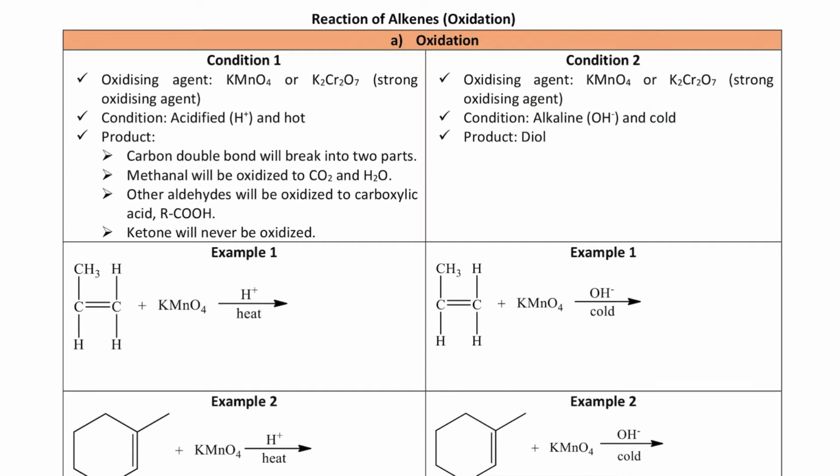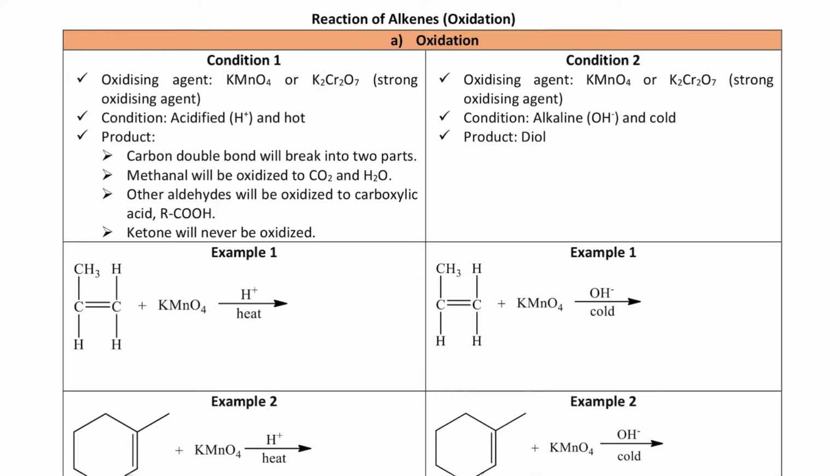So let us start with condition 1. Condition 1, the oxidizing agent is KMnO4 or potassium dichromate. So for your information, KMnO4 and potassium dichromate is a strong oxidizing agent. That means dia oxidizing agent yang kuat lah. Dia boleh oxidize sampai dah tak boleh oxidize dah compound tu. Sebab oxidizing agent ada weak, ada strong, so yang ini strong. And the condition adalah acidified, that means ada acid dalam tu, H+, and hot, that means it requires heating. So ingat KMnO4, H+, heat.